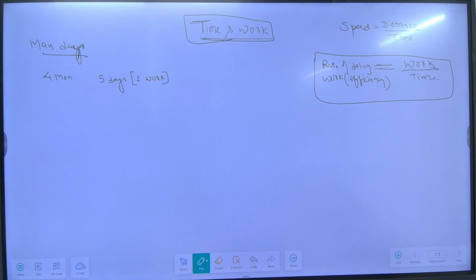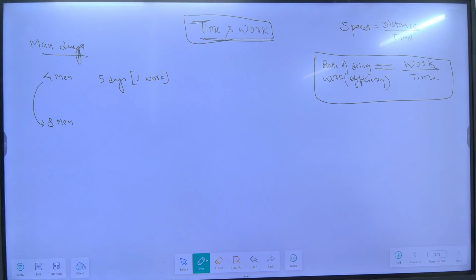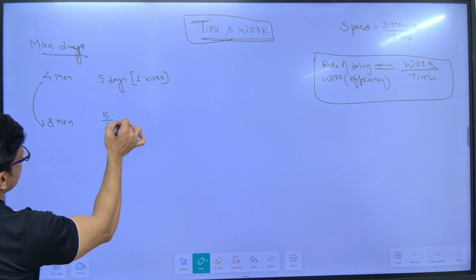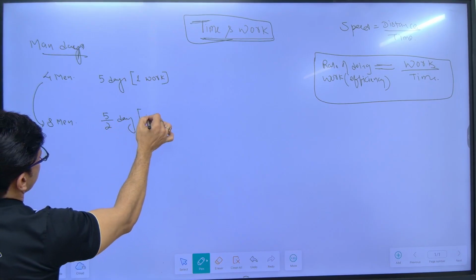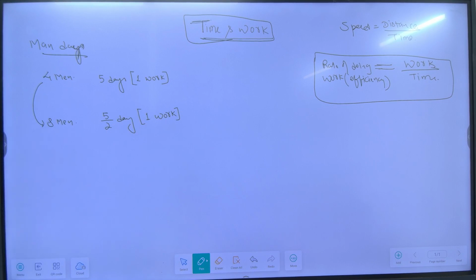5 days. Now, if I double the number of men and keep the work as constant, how many days will you finish this work? 2.5 days. 5 by 2 days or not? The same work can now be done in exactly half the time or not? Yes? You understood why it will be done in exactly half the time.